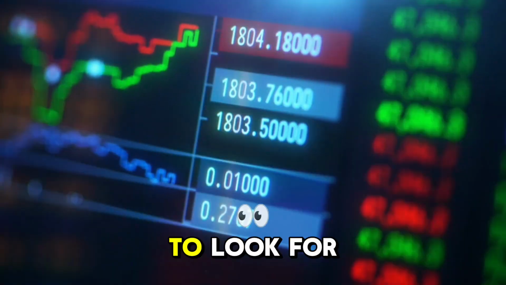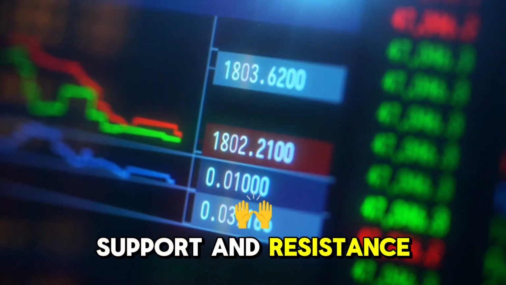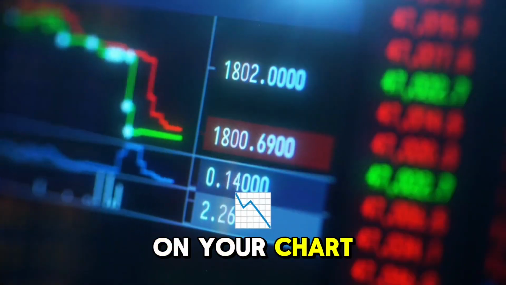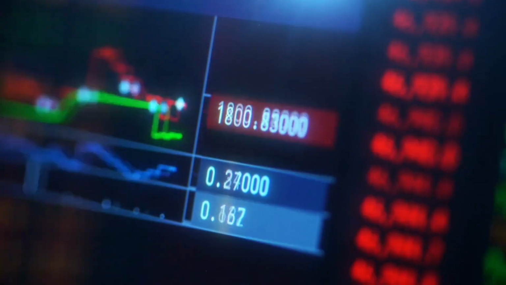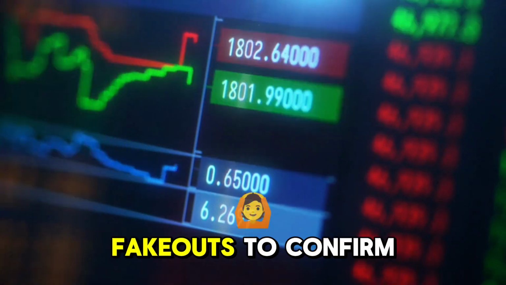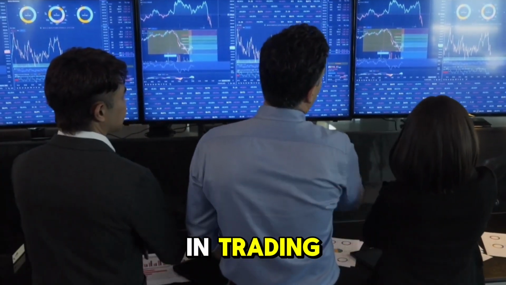Step 2 is to look for key levels. These are your support and resistance levels where price has reacted previously. Mark these levels on your chart. And finally, wait for price action signals. Don't rush. Look for candlestick patterns, breakouts, or even fakeouts to confirm your entry. Remember, patience pays in trading.